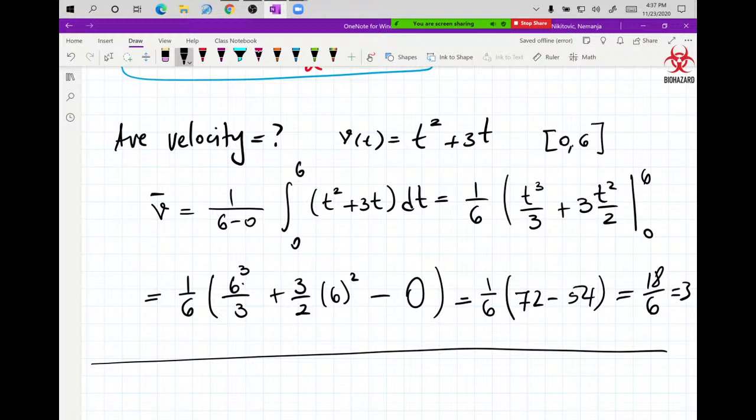So average velocity is 3 meters per second, feet per second, miles per hour. I don't care, right? But that's the average speed.